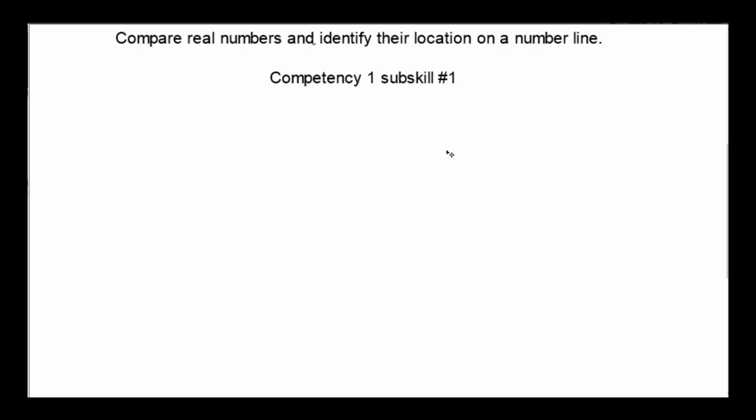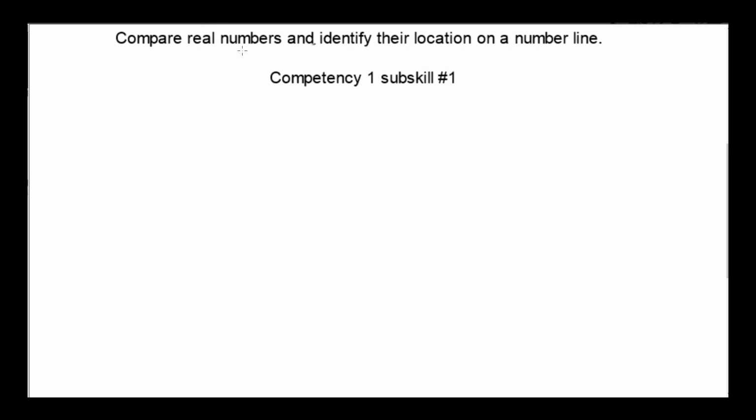Alright, now we're going to cover competency 1 of the math GK exam, but only sub-skill number 1, and that is comparing real numbers and identifying their location on a number line. We're going to discuss what a real number is and how to identify their location on a number line. Pretty straightforward with the competency description here.